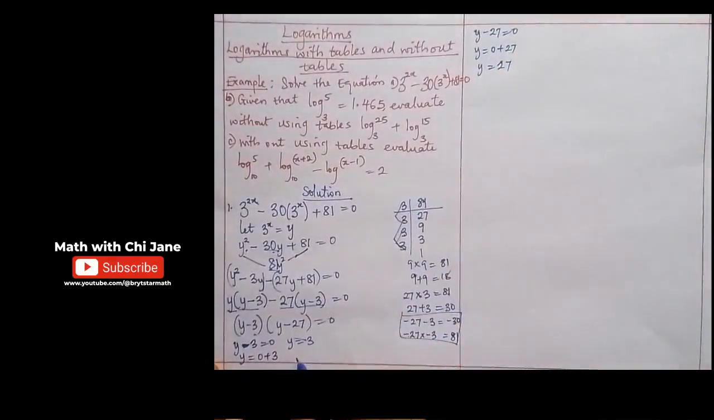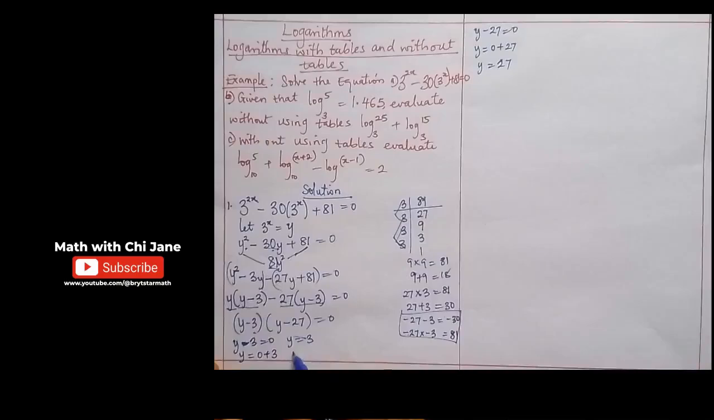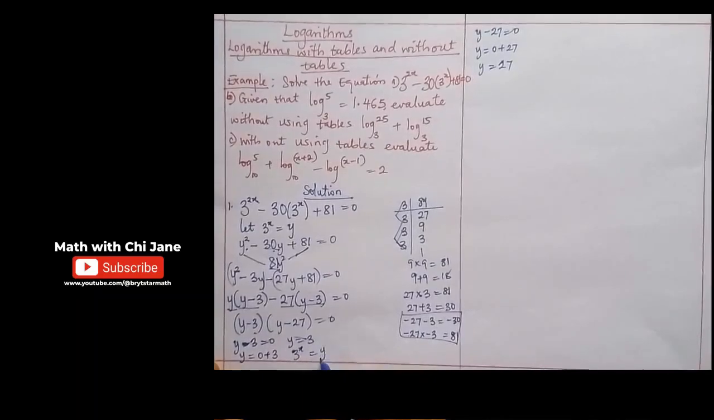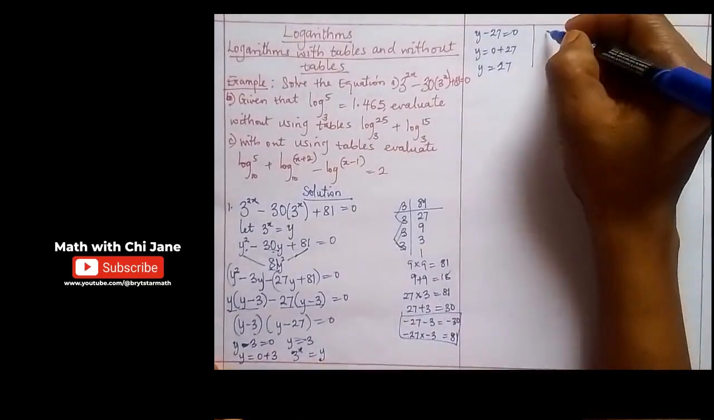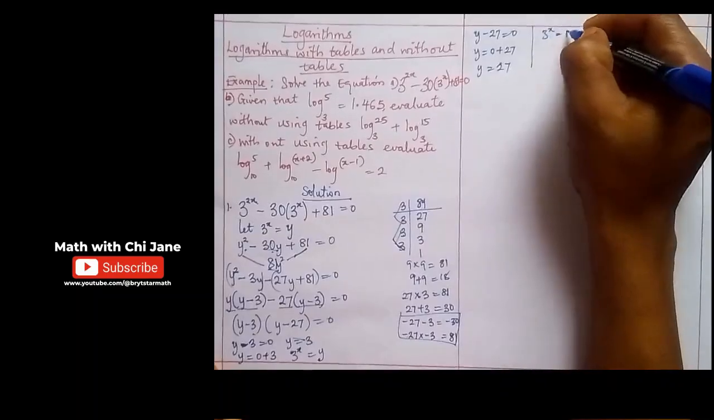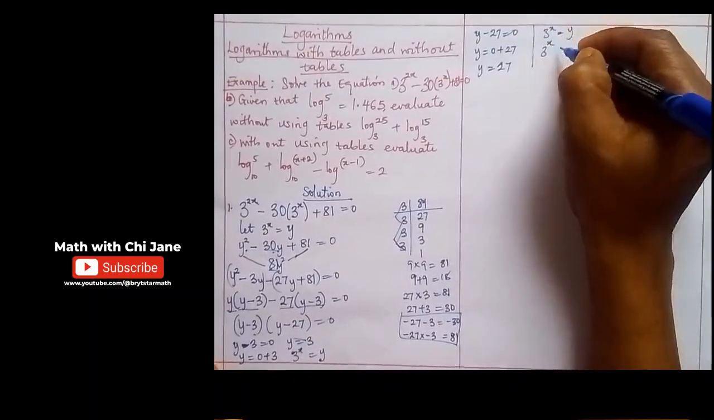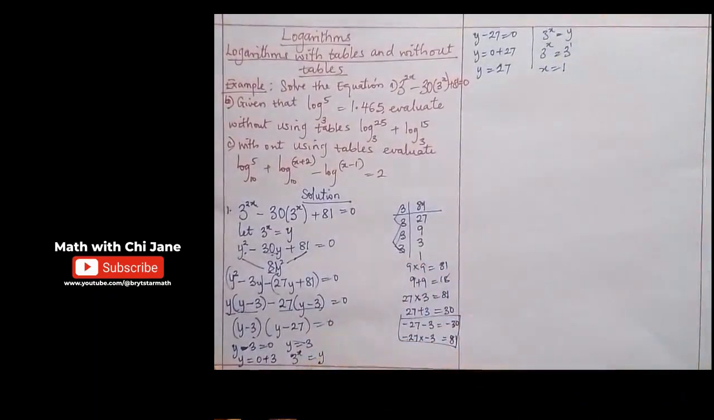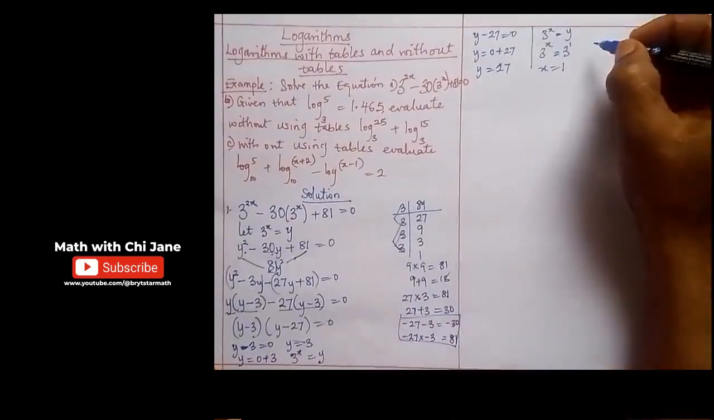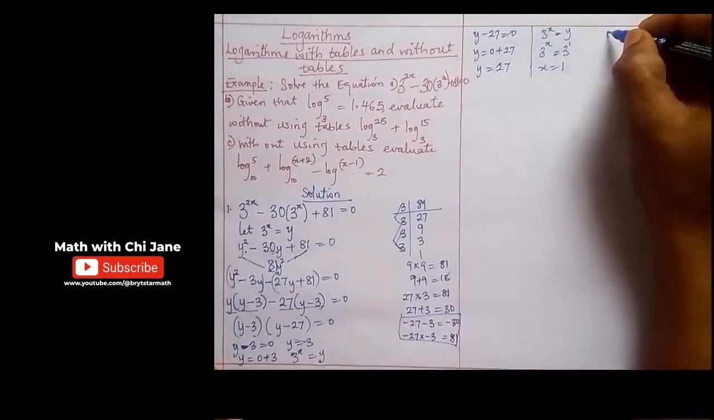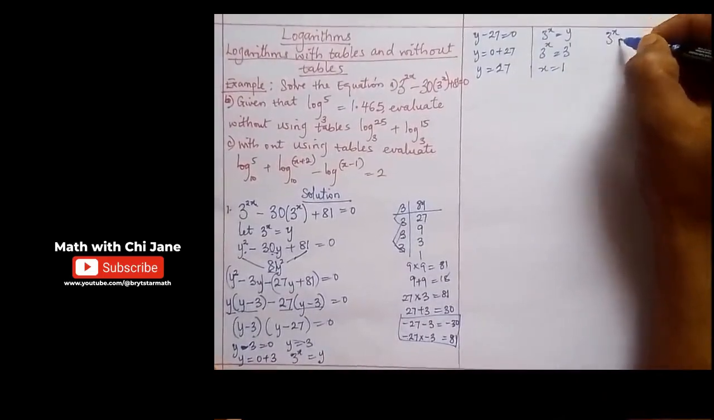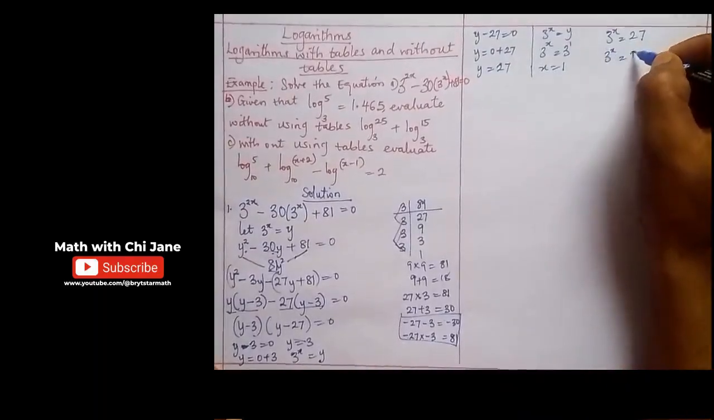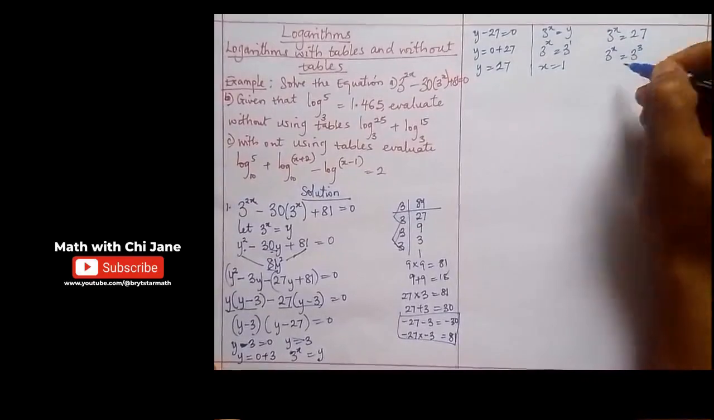But remember we said 3 raised to the power of x is equal to y. So if 3 raised to the power of x is equal to y and y is 3, we have 3 raised to the power of x is equal to 3. 3 raised to the power of 1 is still 3, so x is equal to 1. We have gotten the first value of x. The next one is 3 raised to the power of x is equal to 27, because y is 27 here. So 3 raised to the power of x is equal to 3 raised to the power of 3, since 3 raised to the power of 3 is 27.